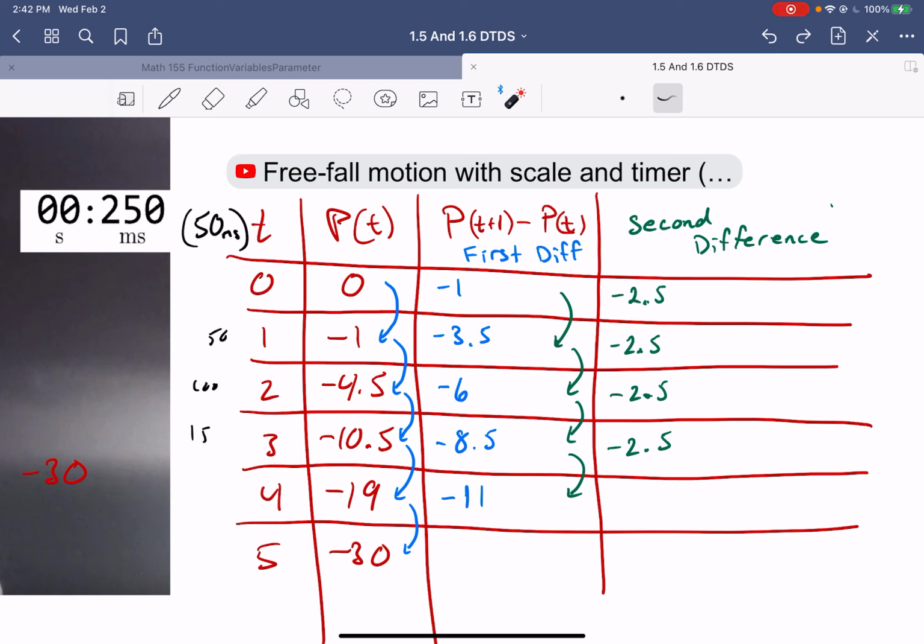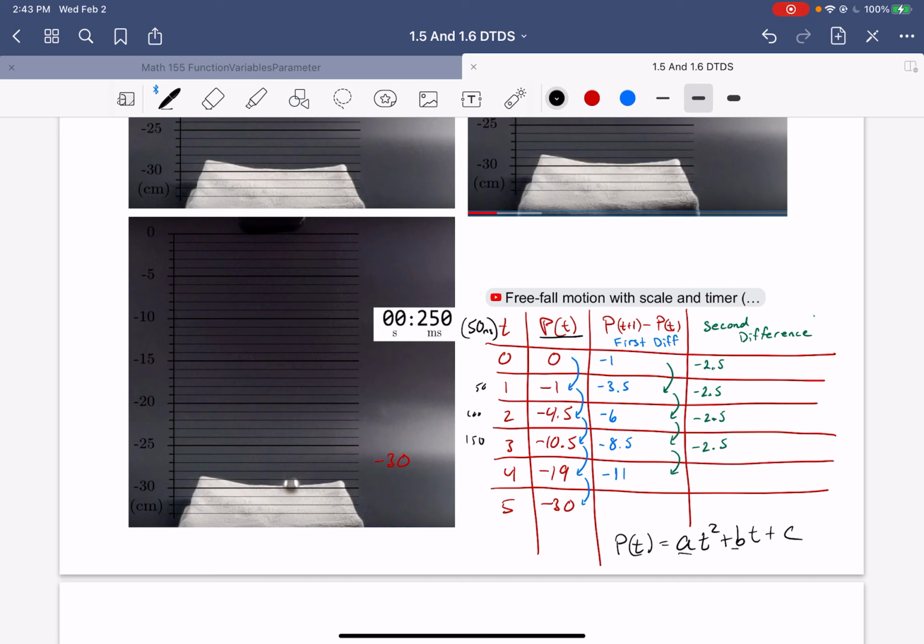And now I do the first difference. And I find, okay, subtract 1, subtract 3.5, subtract 6, subtract 8.5, subtract 11. And that doesn't help me too much. But if I do a second difference, I get constants. This is the data trying to tell me that the position of a ball as a function of time is a quadratic. It's a t squared plus b t plus c. And we could work out what these constants should be. In fact, if you do that, then you basically have an estimate for the acceleration due to gravity, because it turns out whatever this little a is, it's like the acceleration due to gravity over 2.